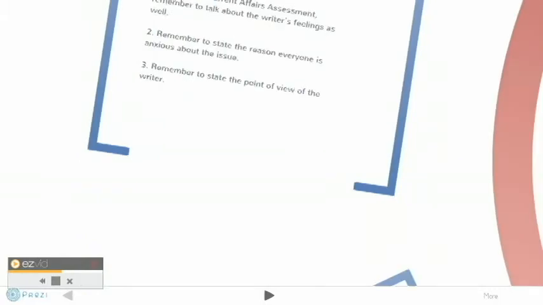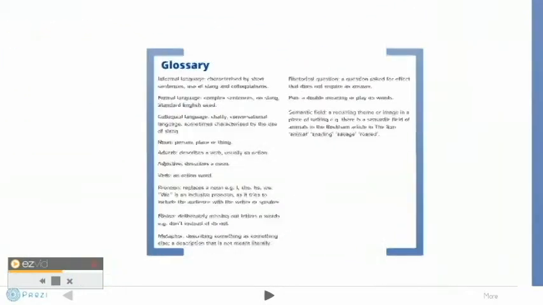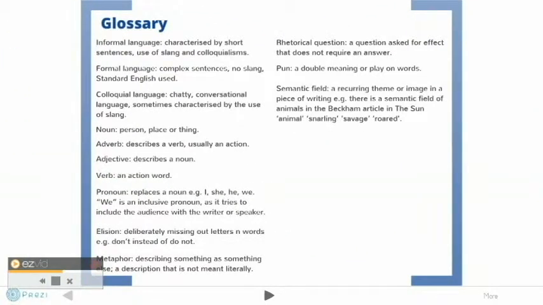A glossary of language terms. Informal language, characterized by short sentences, use of slang, and colloquialisms. Formal language, complex sentences, no slang, standard English used. Colloquial language, chatty, conversational language, sometimes characterized by the use of slang.